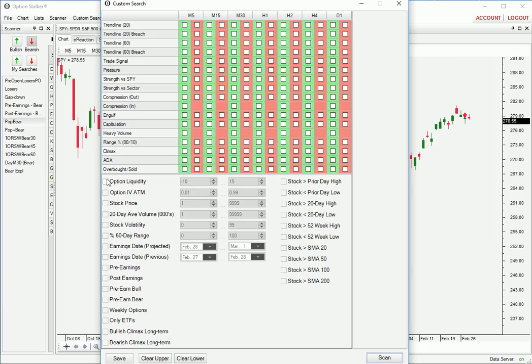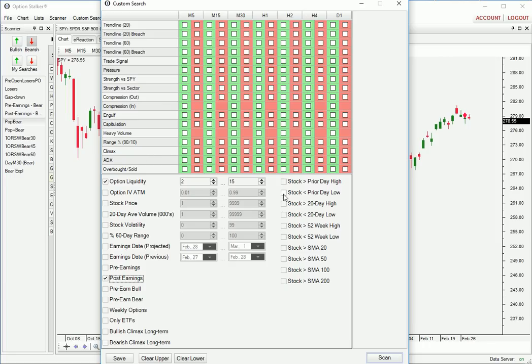So I'm going to click Option Liquidity, and I rate stocks based on their option liquidity. Lots of people like to trade options. I certainly do. So we're looking for decent option liquidity, and we're looking for stocks that announced earnings after the close yesterday or before the open today. So these stocks are going to have very nice volume because there's news.